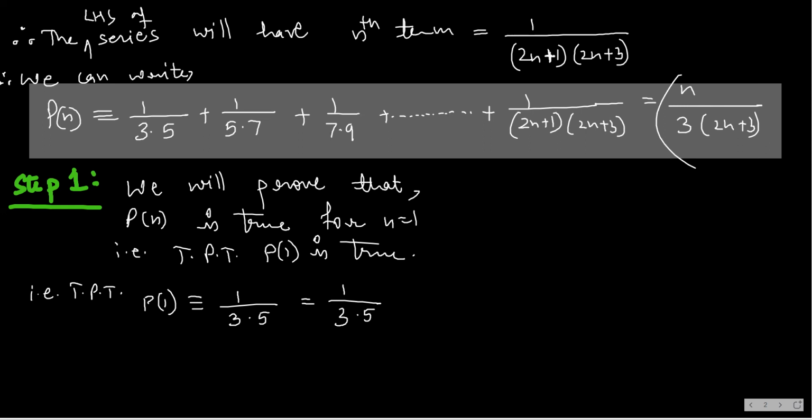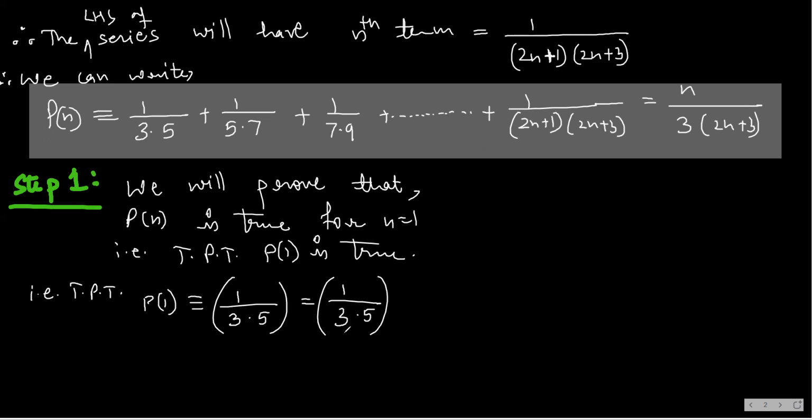Okay. So what am I getting? What I need to prove? I need to prove that 1 upon 3 into 5 is equal to 1 upon 3 into 5. Now, which is obviously true. You understand? So we have proved that P of n is true for n equals to 1.